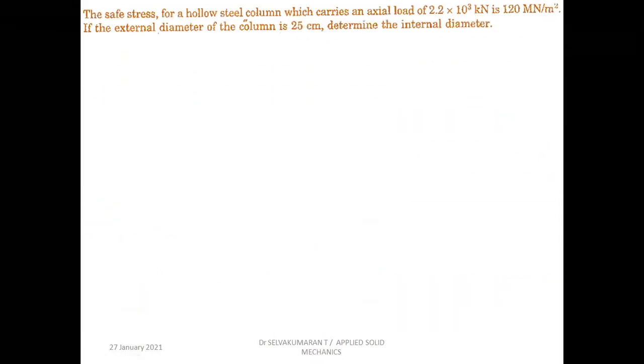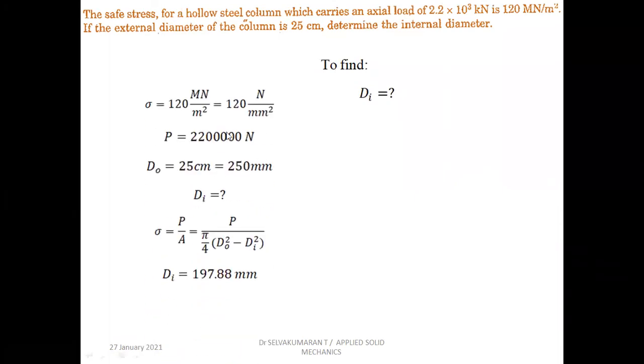Next problem. The safe stress for a hollow steel column which carries an axial load of 2.2 into 10 power 3 kilonewton is 120 meganewton per meter square. If the external diameter of the column is 25 centimeter, determine the internal diameter. So we have to find the internal diameter. This is the given 120 meganewton per meter square, which I have converted to millimeter, that is 120 Newton per mm square.